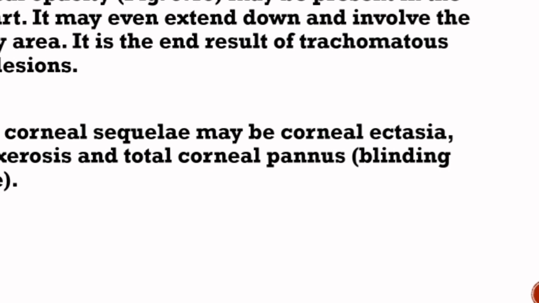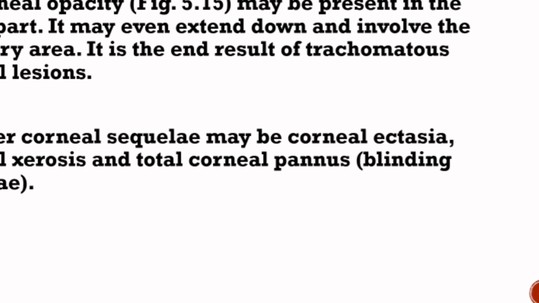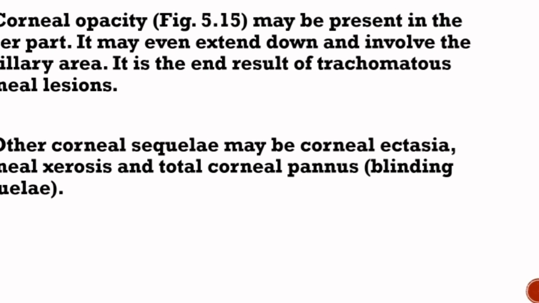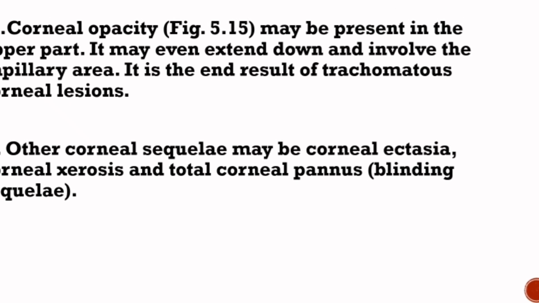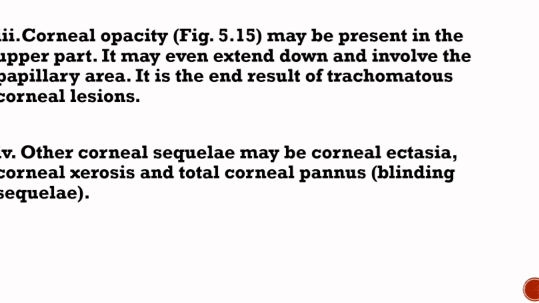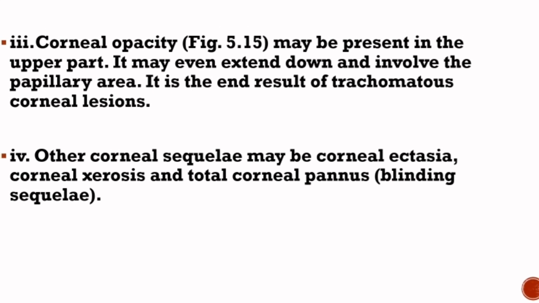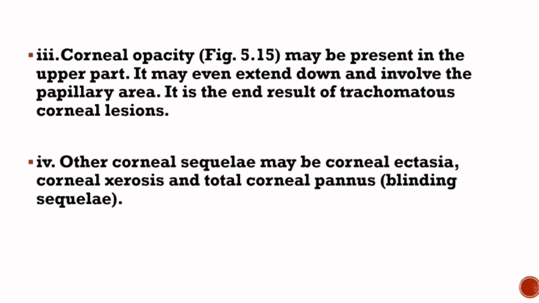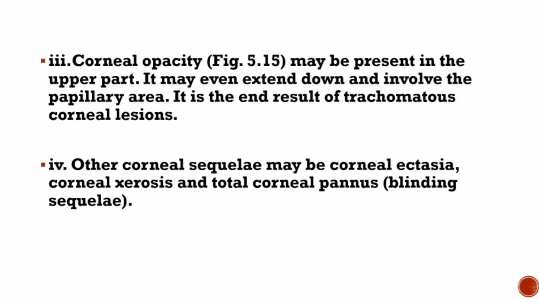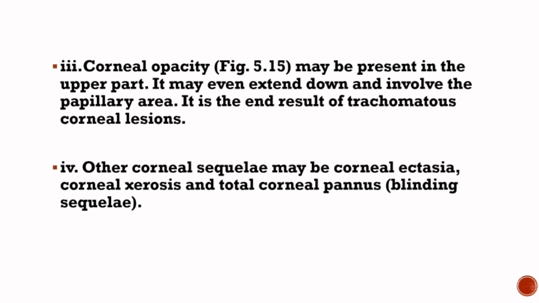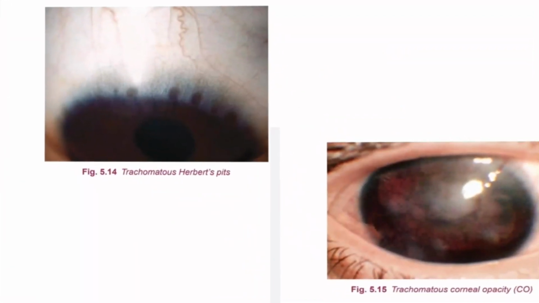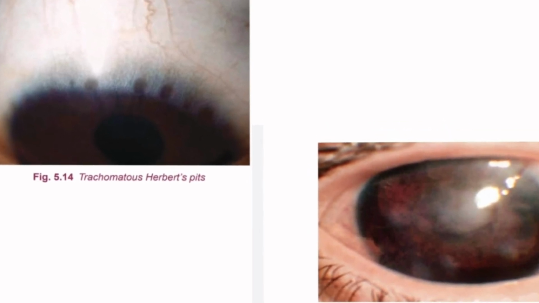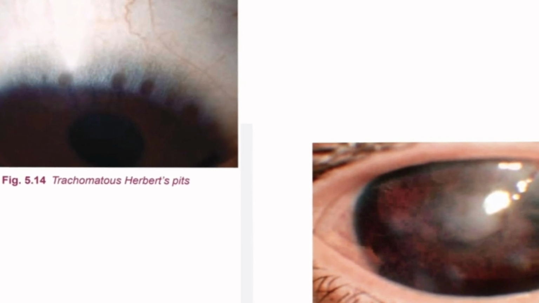Next one is corneal opacity. Corneal opacity may be present in the upper part. It may even extend down and involve the pupillary area. It is the end result of trachomatous corneal lesions. Fourth one, other corneal sequelae may be corneal ectasia, corneal xerosis, and total corneal pannus, that is blinding sequelae. In the picture you can see trachomatous Herbert's pits and trachomatous corneal opacity.